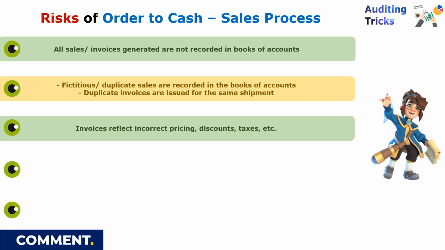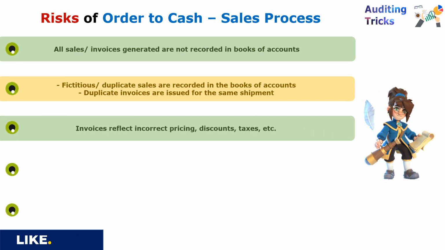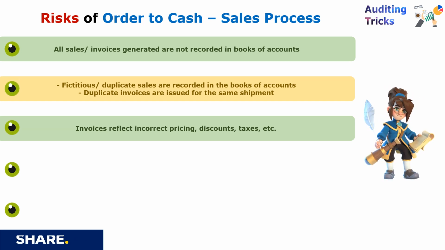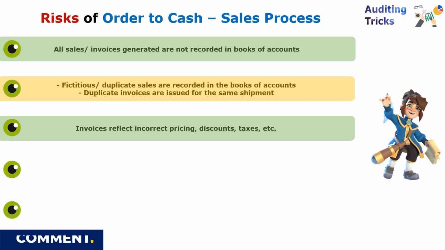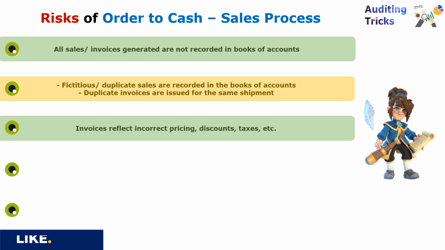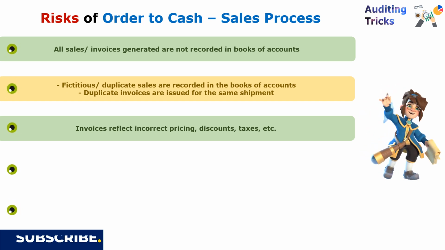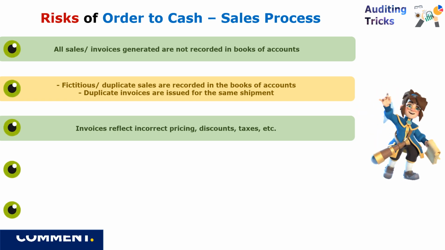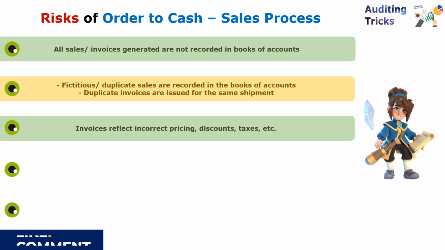Next is invoices reflect incorrect pricing, discounts, taxes, etc. Here we need to ensure that all the invoices have correct tax rates, prices and discounts. It could be a fraud risk and rated as a high rated risk.